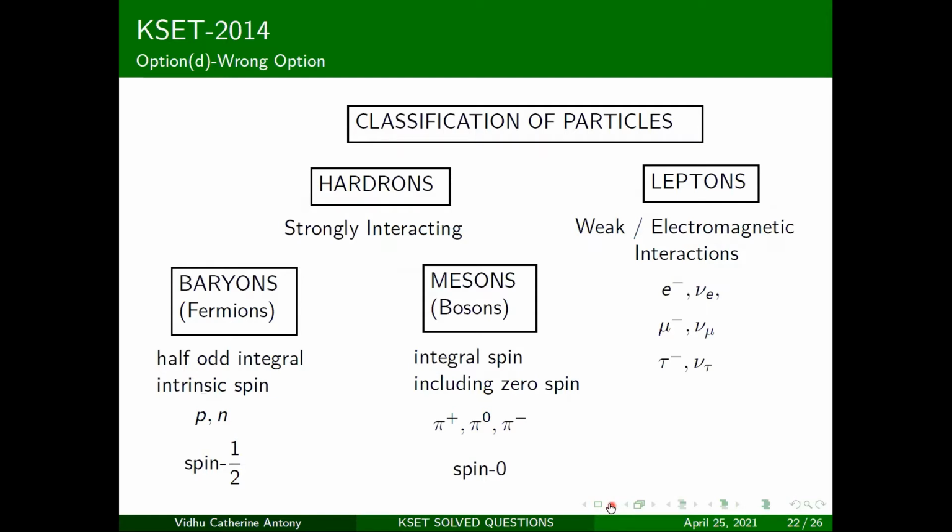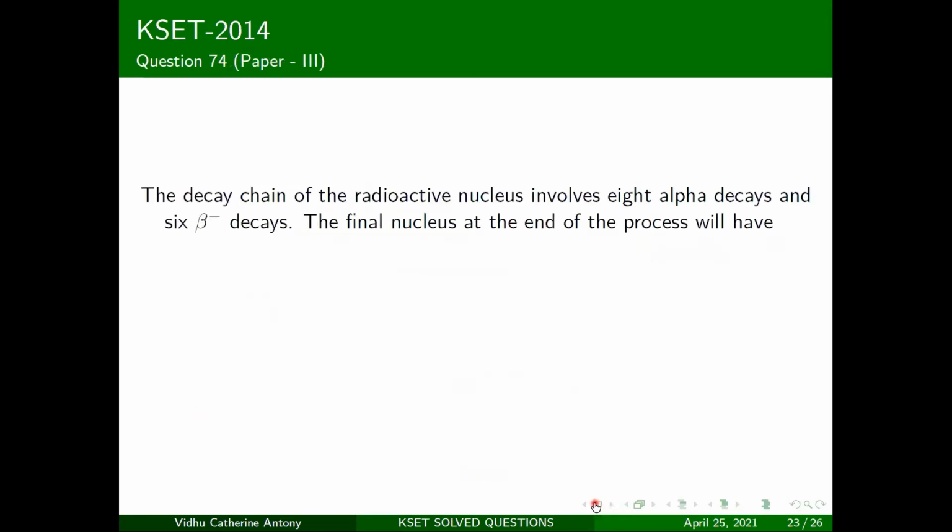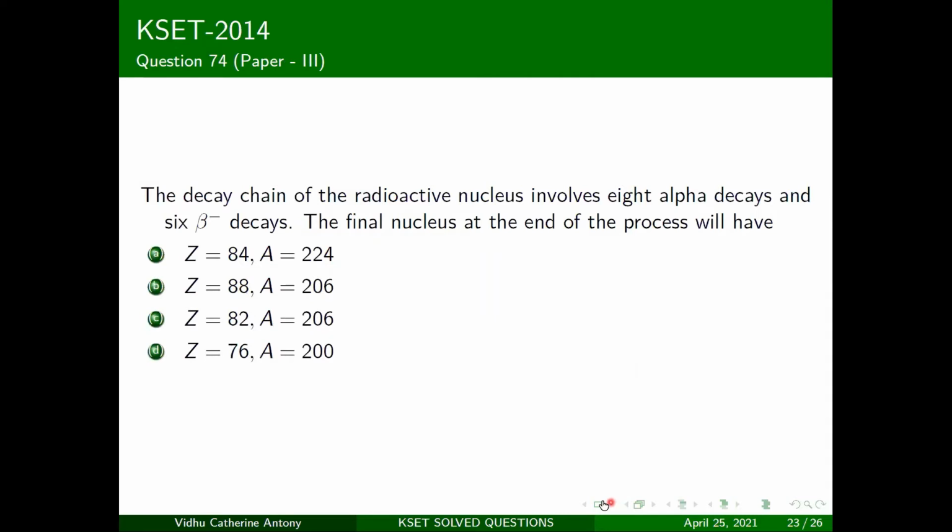So let's look at the next question. Okay. This question has incomplete data. So what I have done is I've found the right question for this, and we're going to try and do that particular question. I'll tell you what's missing here. The decay chain of the radioactive nucleus, they haven't specified what radioactive nucleus. So it's basically like going from nowhere and doing 8 alpha decays and 6 beta decays. The final nucleus at the end of the process will have what?